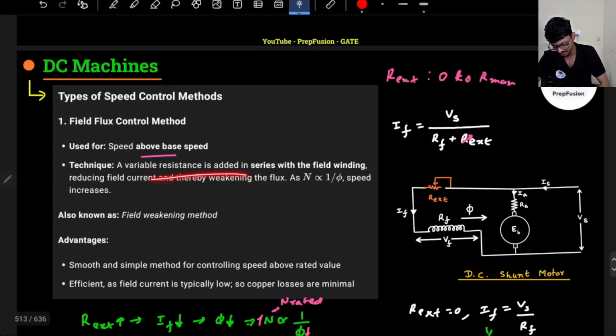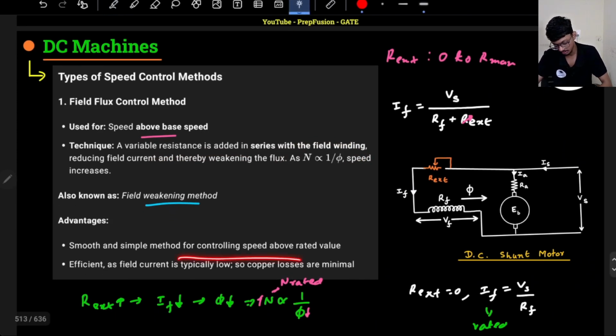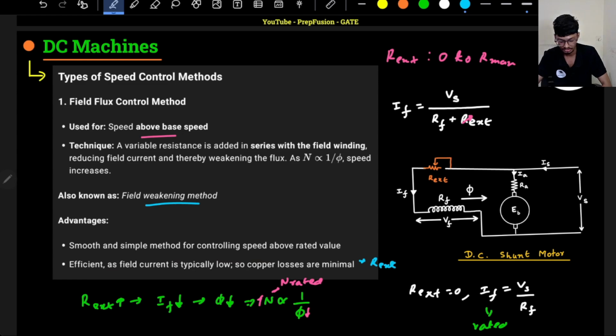A variable resistance is added in series to further reduce the flux. It is also known as the field weakening method because the field flux is getting weakened. It is a smooth and simple method of controlling the speed above the rated value. It is efficient as field current is typically low, so copper losses will be very low in the external resistance. Because if I am adding a resistance, there will be some copper loss in the external resistance, but as the field current is so low, it does not matter.